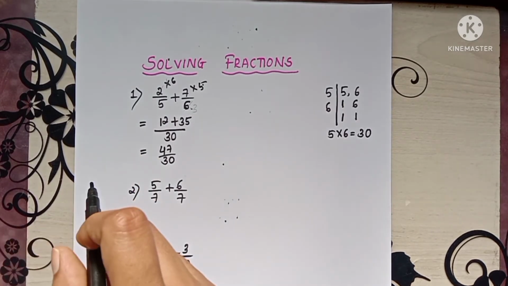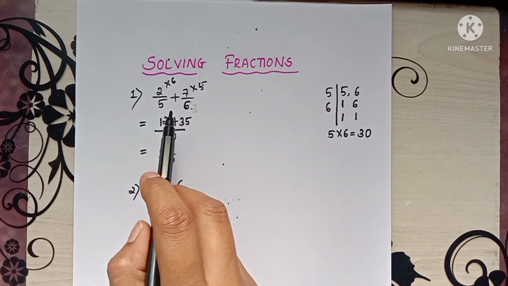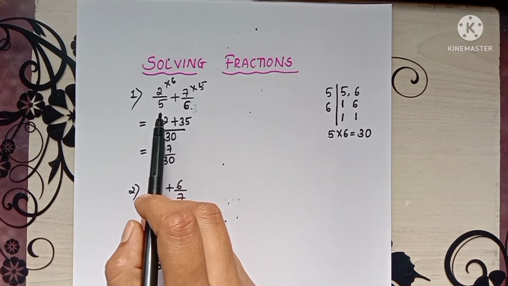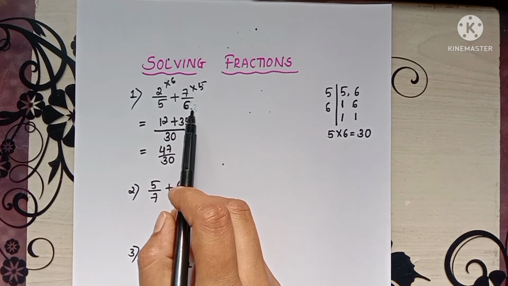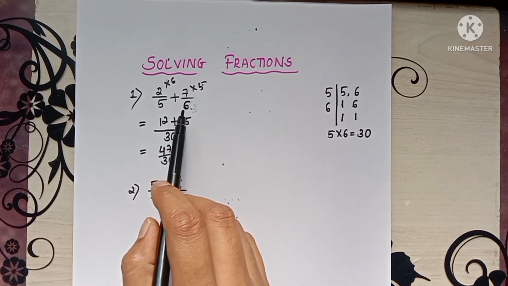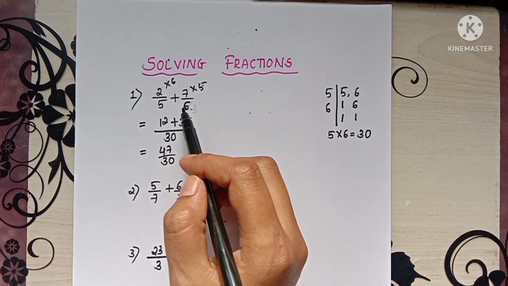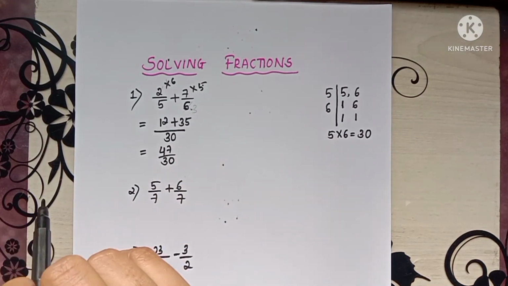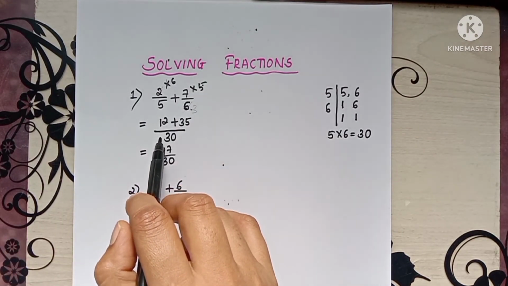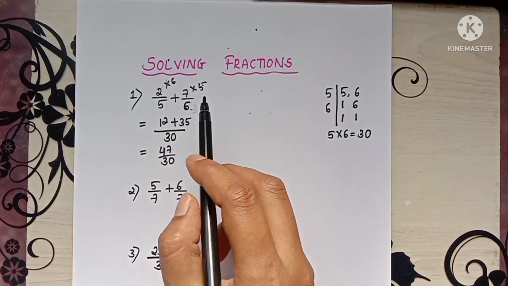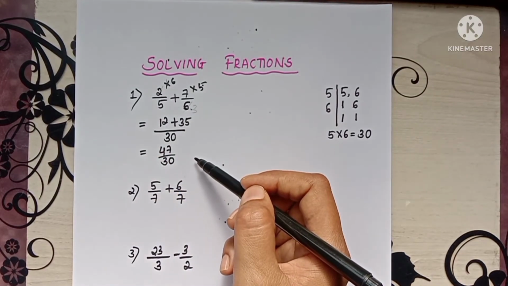What do we have to do first? We have to take the LCM of the denominators. And then after taking the LCM, we have to write like this and we have to multiply. After taking the LCM, we have to solve like this. Okay. Then you will get the answer.